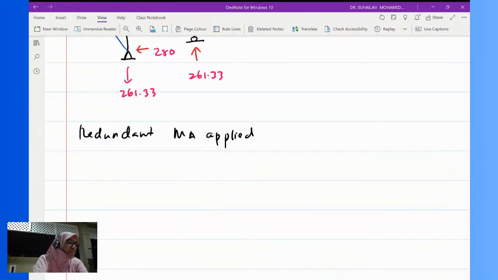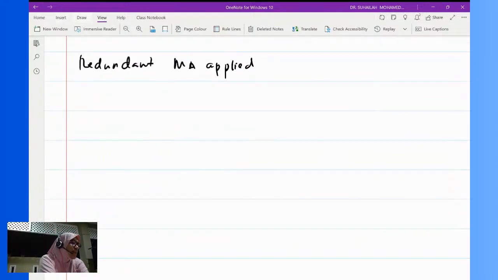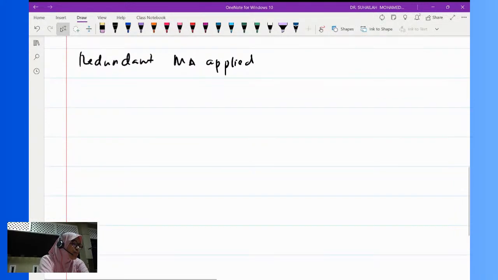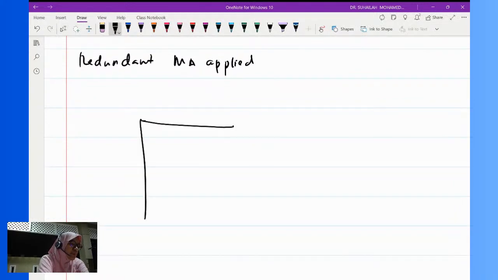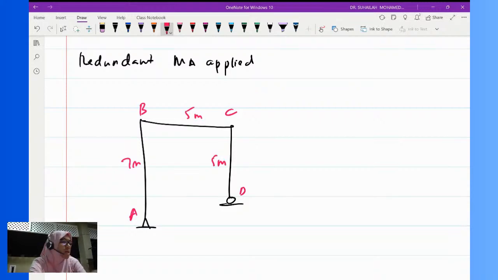Redundant MA applied. For redundant MA applied, we have to remember we will keep the support that we assume after removing the redundant: one pin at A, one roller at D. This is A, B, C, D. This is 7 meter, 5 meter, 5 meter.